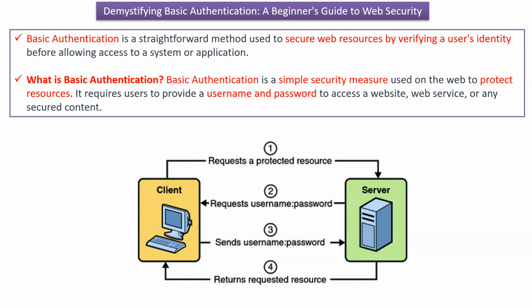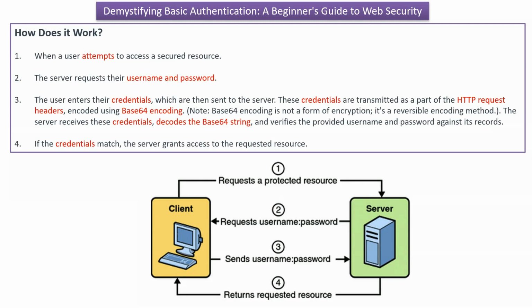Basic authentication requires users to provide a username and password to access the website, web service, or any other secured content. Now we will see how basic authentication works. Here you can see the server, here you can see the client. The client requests a protected resource on the server. The server receives the request and asks the client for a username and password.